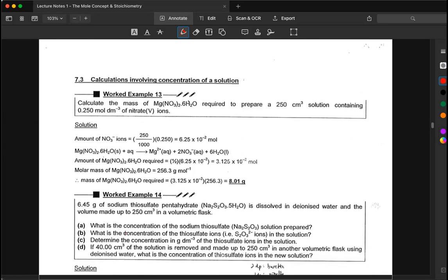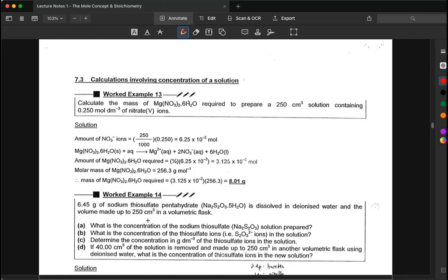As for the next question, you have 6.45 grams of sodium thiosulfate pentahydrate dissolved in deionized water, and the volume made up to 250 cm³ in the volumetric flask. Question: what is the concentration of the sodium thiosulfate solution prepared? And then you work out the concentration of the thiosulfate ions and determine the concentration in gram per dm³. And the last question, if you take out 40 cm³ of the solution and make up to 250 cm³ in another volumetric flask, what will be the concentration of the thiosulfate ions in that new solution?